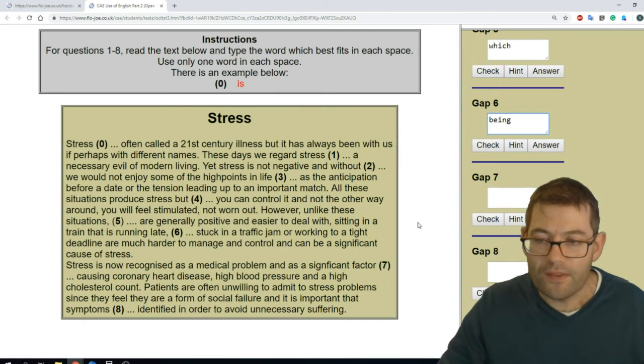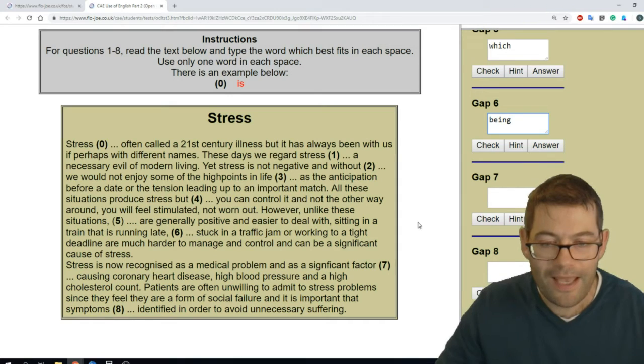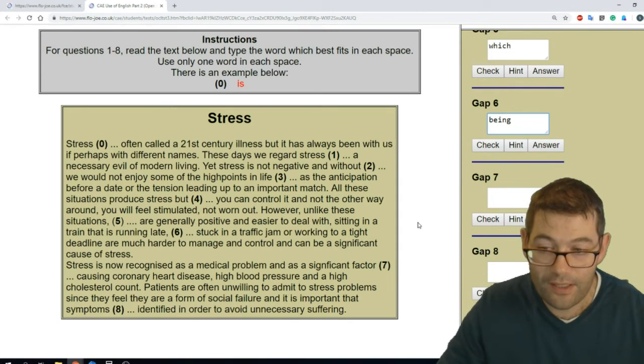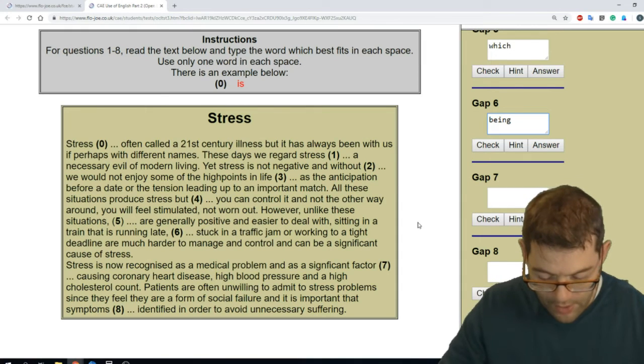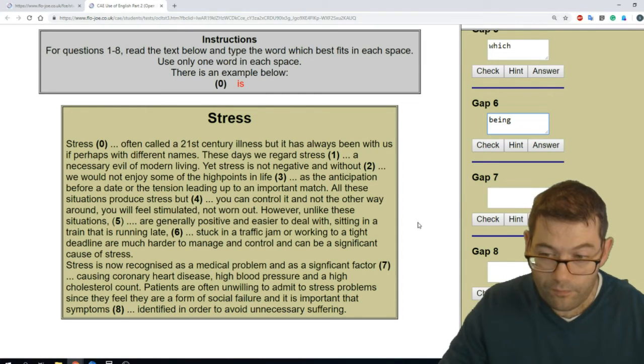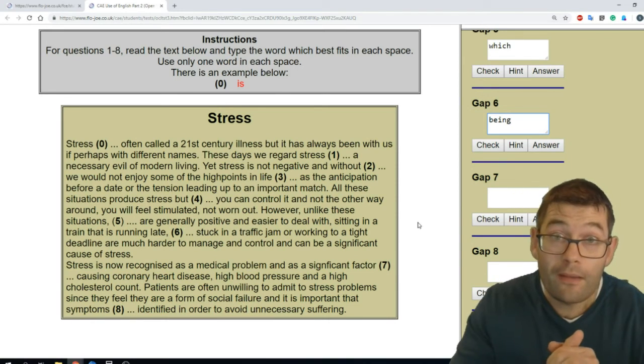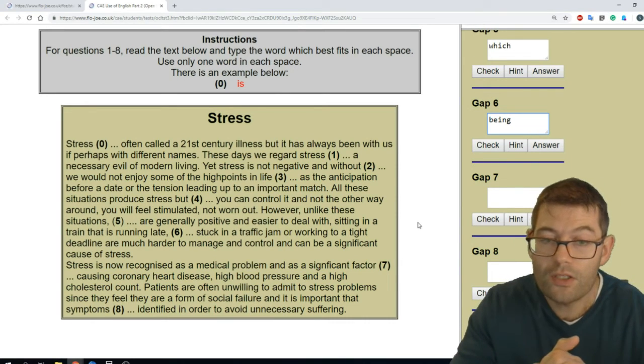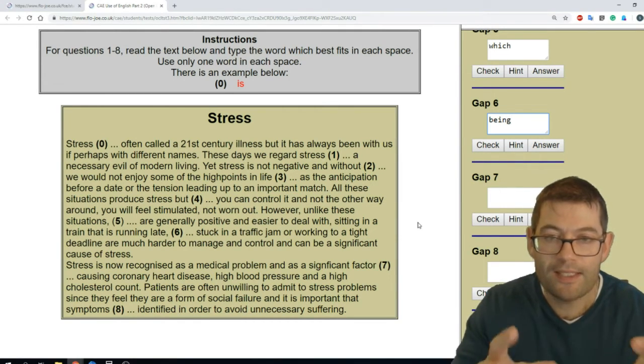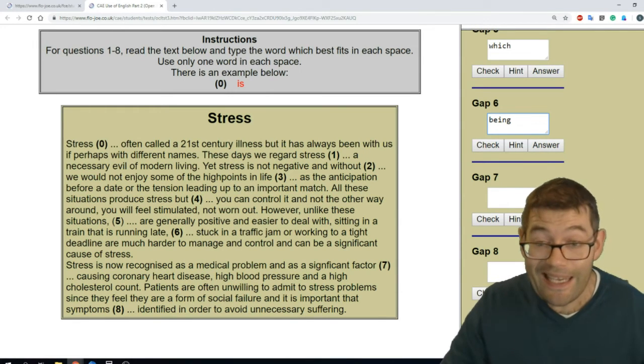Moving on to number 7. Stress is now recognized as a medical problem and as a significant factor, then we've got a gap, causing coronary heart disease. What do we need here? We need the correct preposition which collocates with factor. So what's the preposition that we need? And as a significant factor, in.